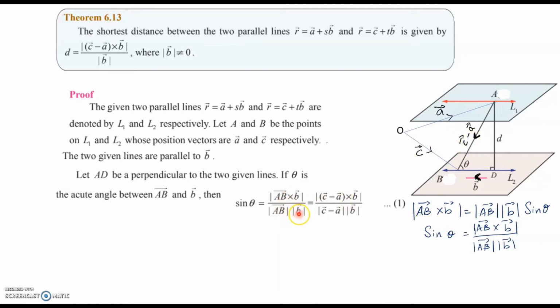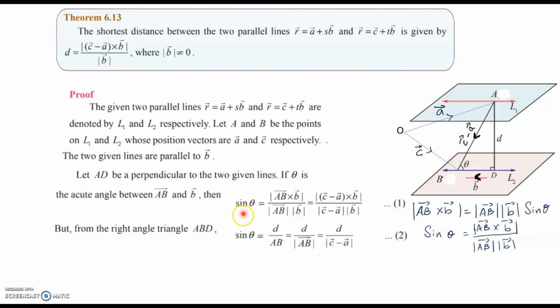Let's leave this aside and look at this triangle ABD. Now, since AD is perpendicular to both L1 and L2, you can call this a right angle triangle ABD. If this angle is theta here, then sine theta would be the opposite side, which is d, divided by the hypotenuse, which is the magnitude of AB. So from the right angle triangle ABD, sine theta is equal to d by the magnitude of AB. Again, substituting the value of AB as c minus a vector, we get this.